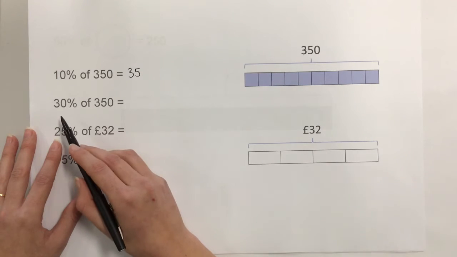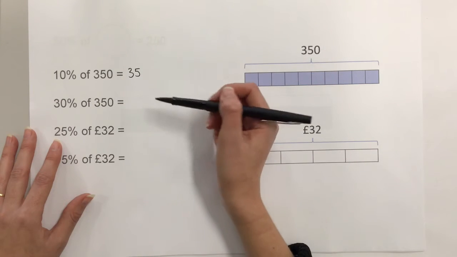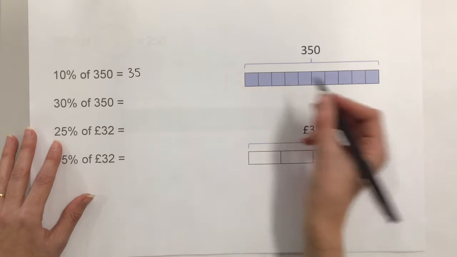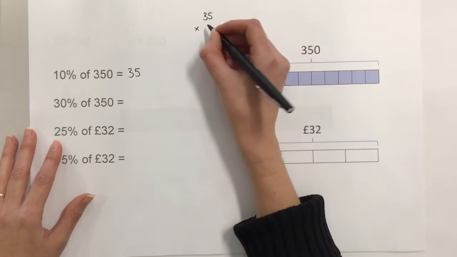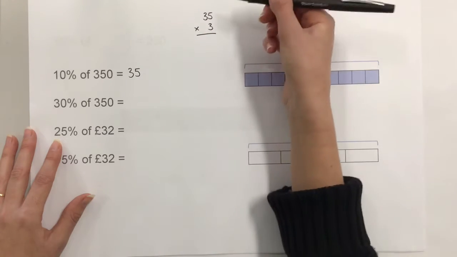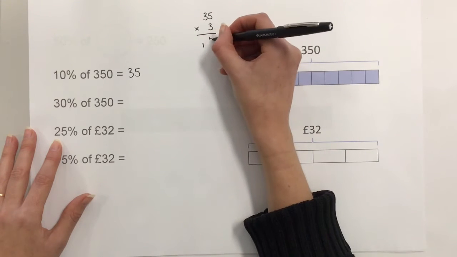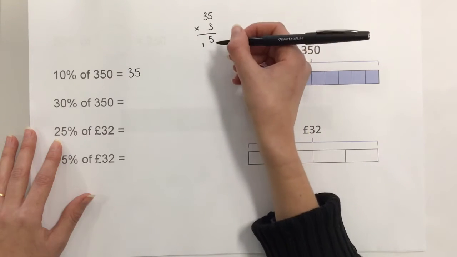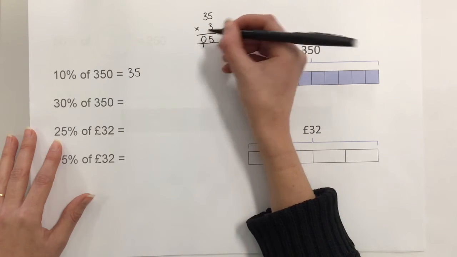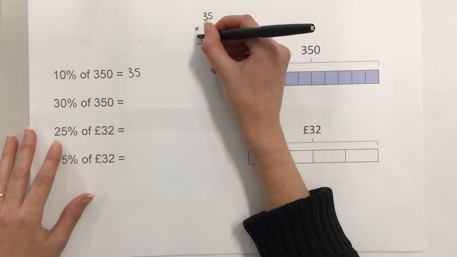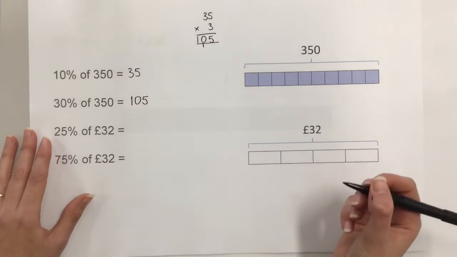Okay, so now moving on to my next one, 30% of 350. Okay, well, I already know that 10% is 35, so I can multiply this by 3. Okay, so I'm going to just show my jottings up here. So 35 multiplied by 3, because 35 is 10%, multiply that by 3 will give me 30%. Okay, so 3 multiplied by 5 is 15. Okay, so I'm carrying my 1, 3 times 3 is 9, okay, so 9 plus 1 is 10, so there we go, 105. So there is my answer, 105.